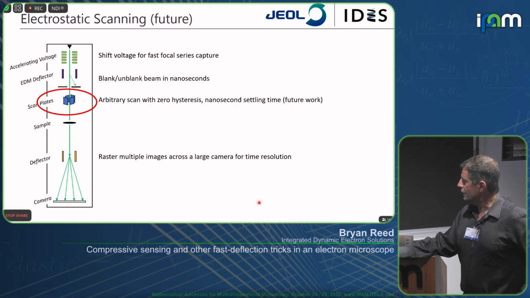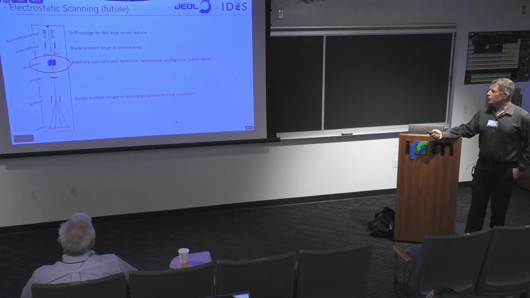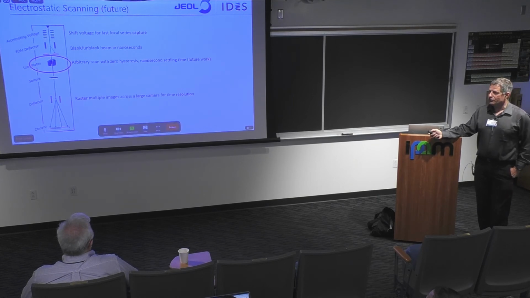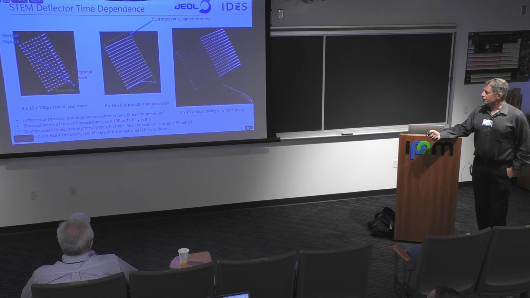Scan plates. So I'm putting this near the top also because we're not doing it yet, but we sure would like to. So normally you do a STEM scan with magnetic deflectors, and they're very slow, and they have problems, and they have time constants. They have multiple time constants, and wouldn't you like to replace those?